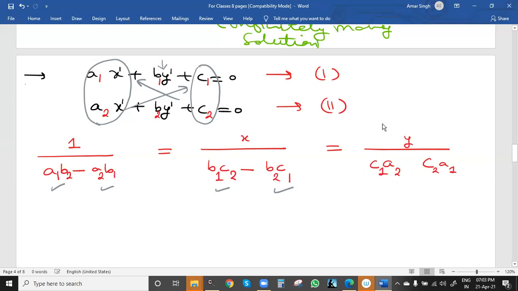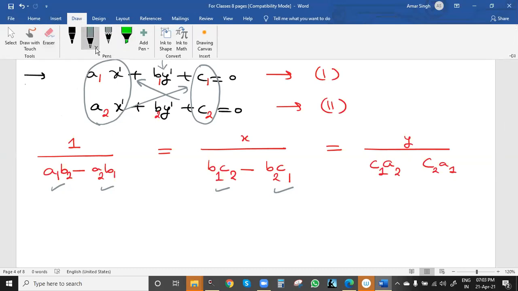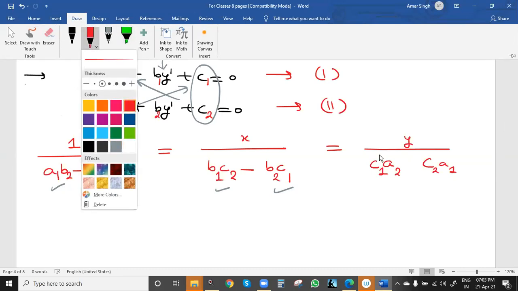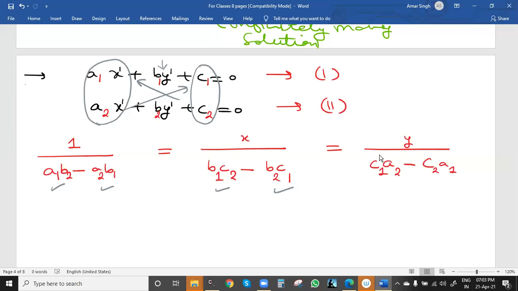Directly we got the formula based on our trick, because there's no need to change the sign. Directly we can put the minus. So this is c1 a2 minus c2 a1. If you want to follow the same right-hand side multiplication, we'll put a minus. Otherwise, directly we can write 1 by ab, x by bc, y by ca, 1 2 2 1. Then we can put in the values to solve, and finally equate this value with the x value and this value with the y value to get the values of x and y.